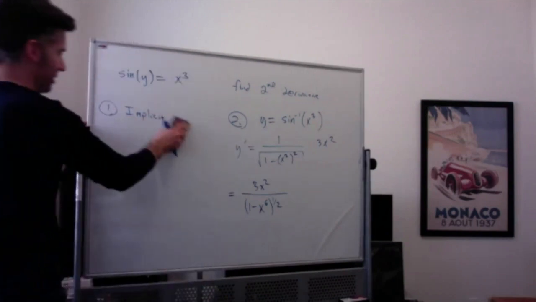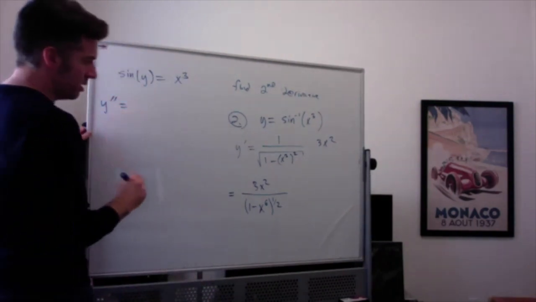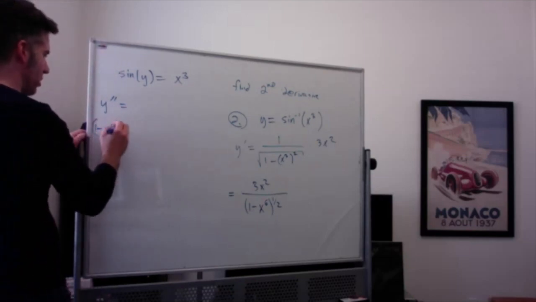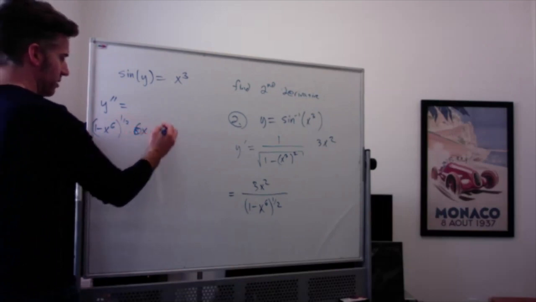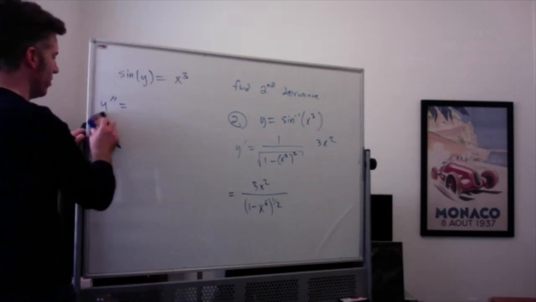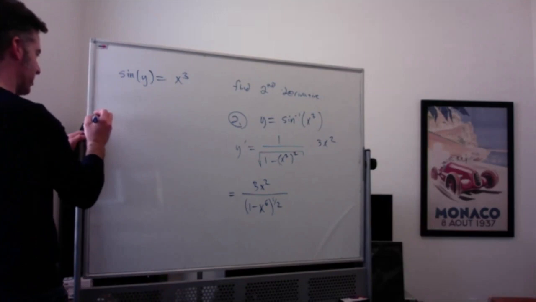I'll come back to the implicit here. So the second derivative would be, right here, just the quotient rule. Bottom times the derivative of the top, which is 6x, minus the top. I need more room. Yeah, there's never enough room. Sorry. I guess I'll just try and write small.